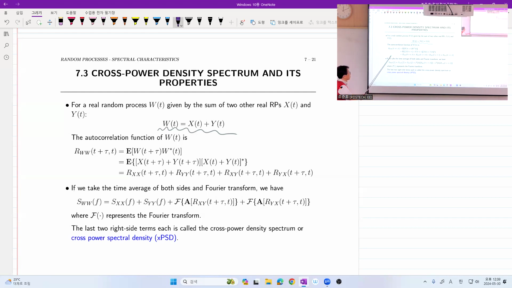And if we Fourier transform after time averaging, we will see that the power spectral density itself is also not the summation of two power spectral densities, but we have 2 more terms. What are they? They are called the cross power spectral density, and simply XPSD. X means cross in most of the definitions.